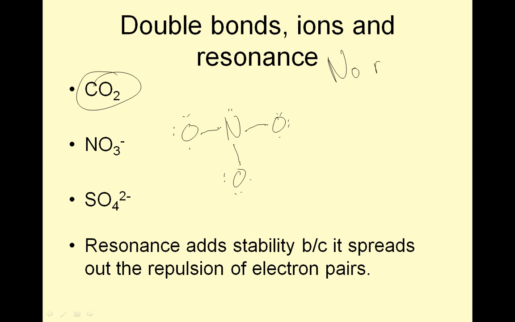Now, no rings are allowed. Rings are wrong. We're never allowed to have rings. Now, if you notice, this is NO3 negative. That means I got to put a bonus electron somewhere or another, but I don't know where.